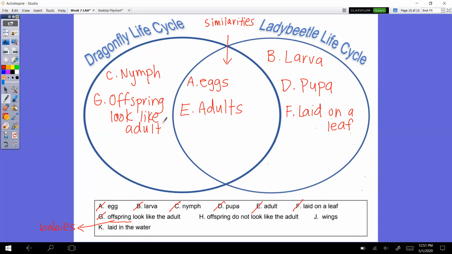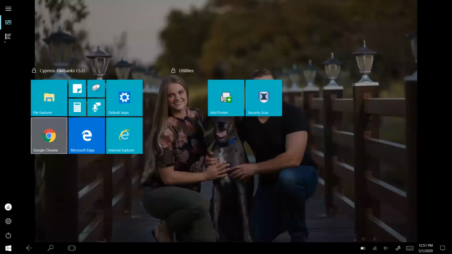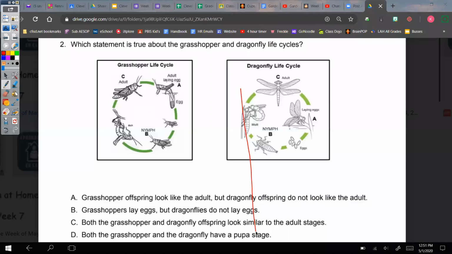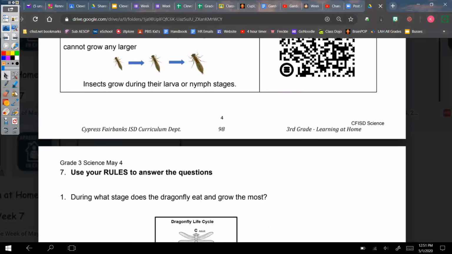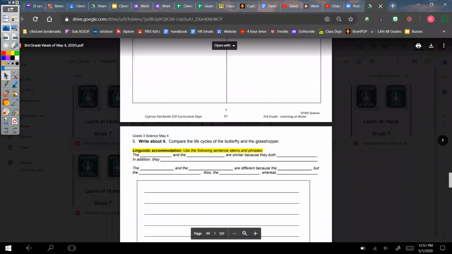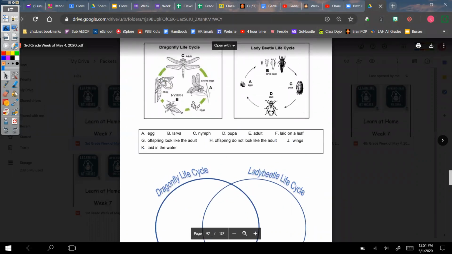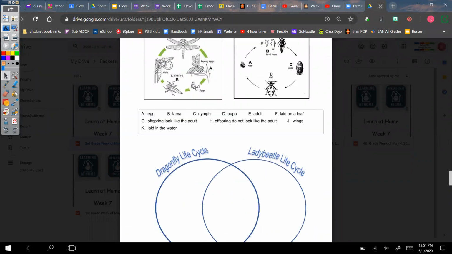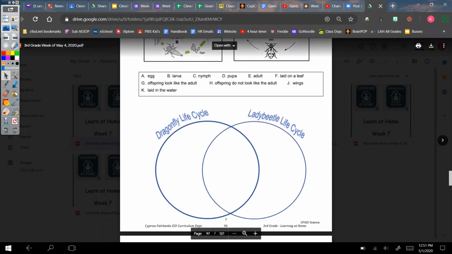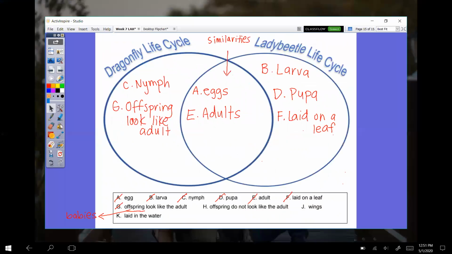And I forgot to mention, guys, if you want to follow along with me, this is on page 96. We went through this together on the top, and now we're going through and doing the Venn diagram on page 96. All right, let's get back to our lesson.